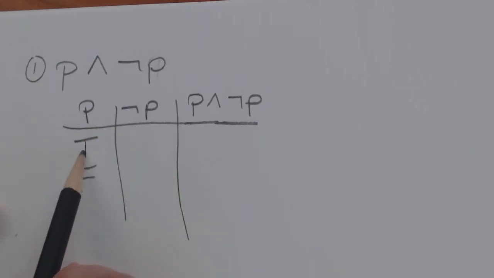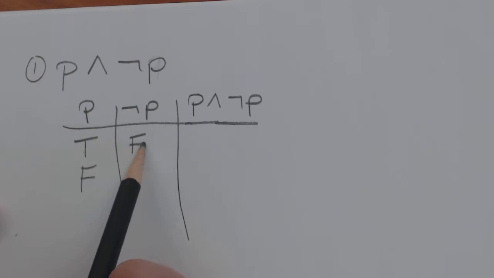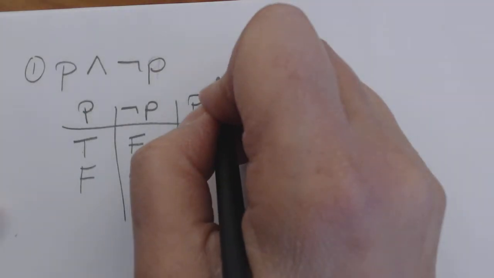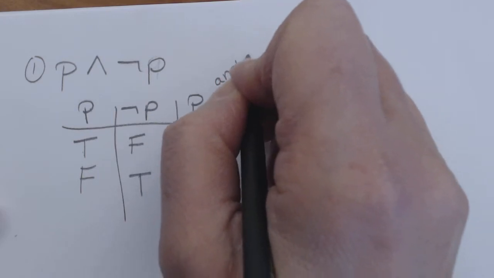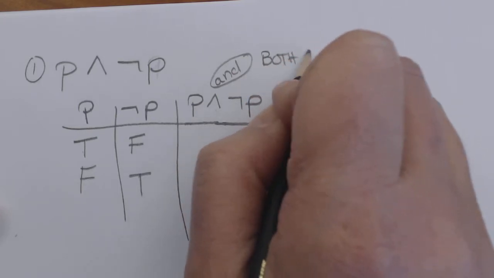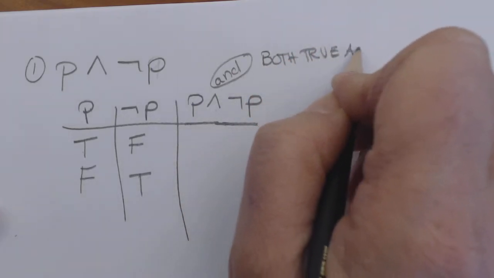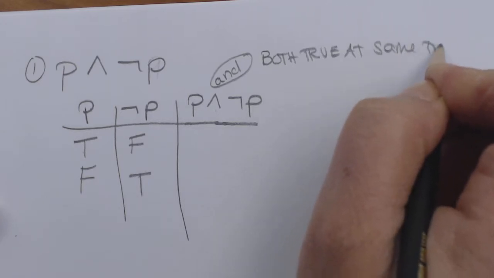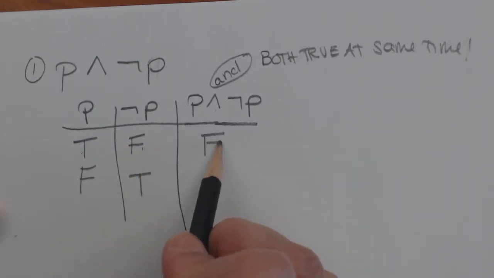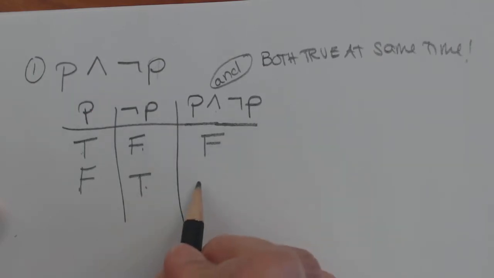This is P, which is true. So not P would be not true, which would be false. This is P, which is false. Not false would mean that not P is true. Now we're going to fill out with our conjunction of and here. That's our connective. And remember, both have to be true at the same time for it to be true. So let's look. True, false. That is not both true at the same time, so that's false. False, true. That is not both at the same time true, so that's false as well.